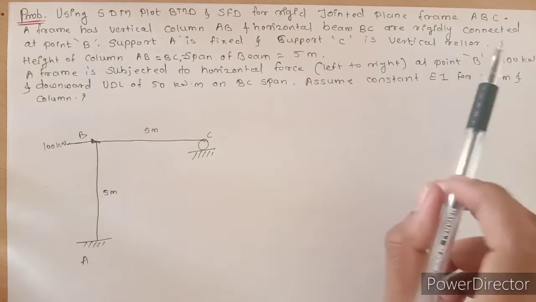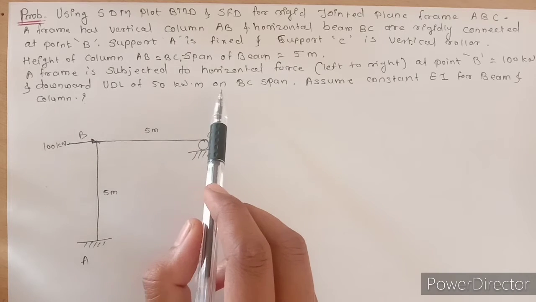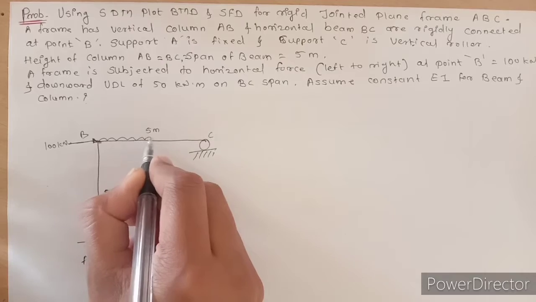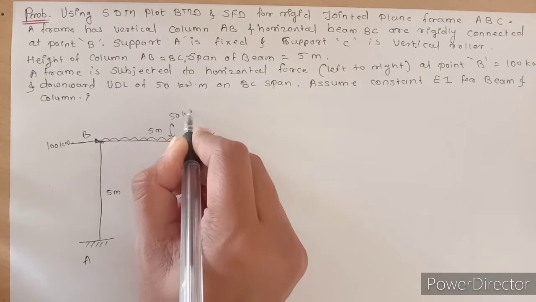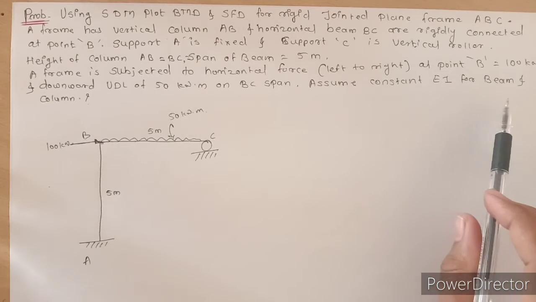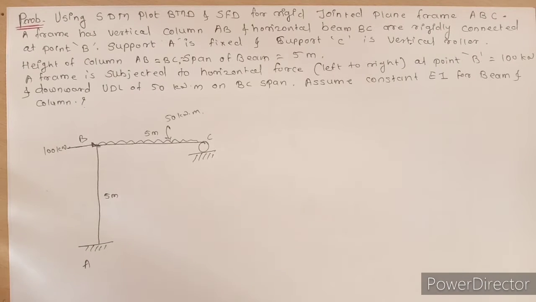Then there is a downward UDL of 50 kilonewton per meter on span BC. So over this BC span, 50 kilonewton per meter UDL is acting. Then assume constant EI for beam and column.